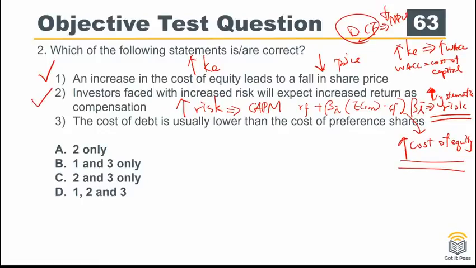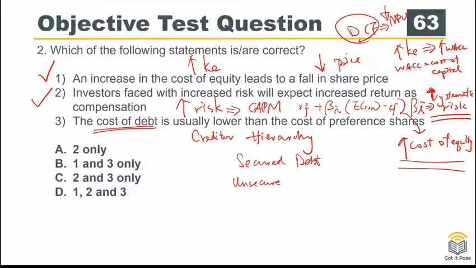For the third one, it's about the cost of debt. It's usually lower than the cost of preference shares. Okay, we have to recap. It's about the creditor hierarchy. And for the cost of debt, it should be the secured debt or unsecured debt. All these have a seniority or priority versus preference shares in the financial claims given the company is in liquidation.